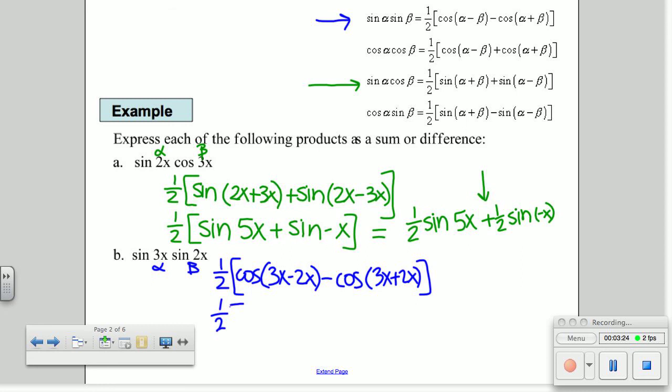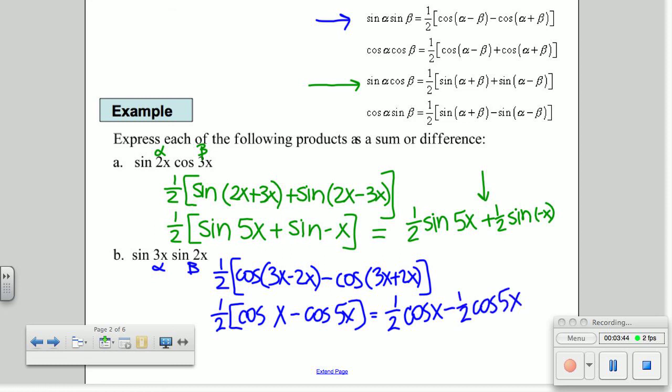Again, we can do a little bit of simplifying here into cosine of x minus the cosine of 5x. And the last thing you could do is distribute that 1/2 if you wanted to. And you'll notice that my product is now written as a difference, as a subtraction problem. I took two things being multiplied and I rewrote it as two things being subtracted. So again, we're using these formulas when we have two trig functions being multiplied together. In these examples, we were just practicing using the formulas.